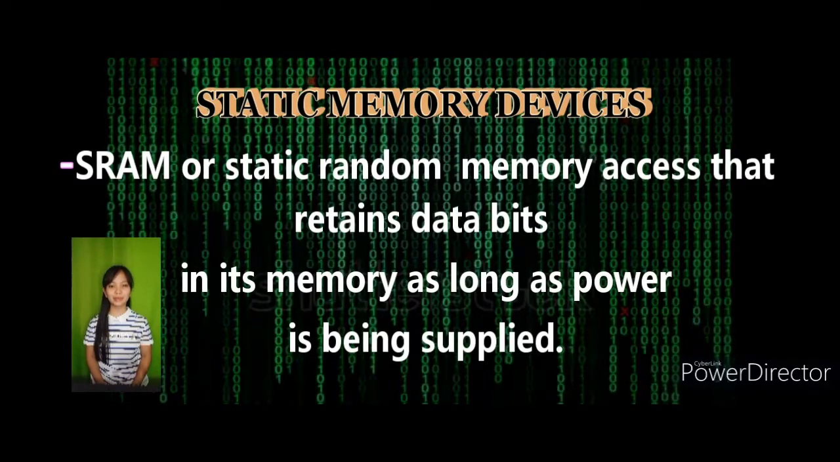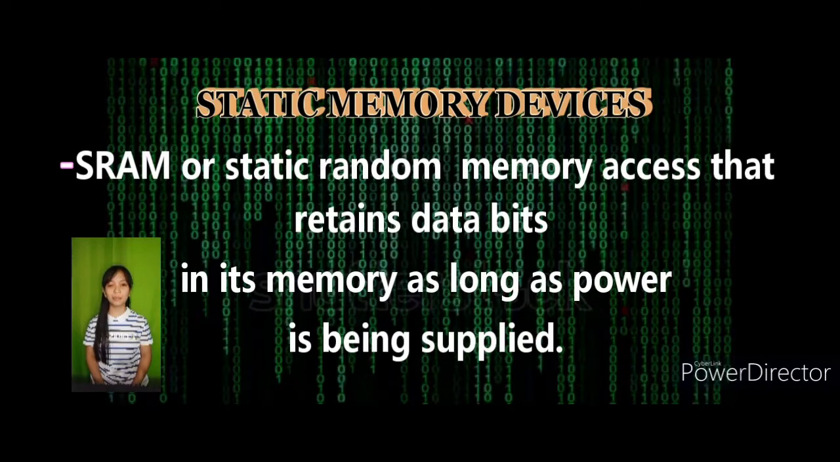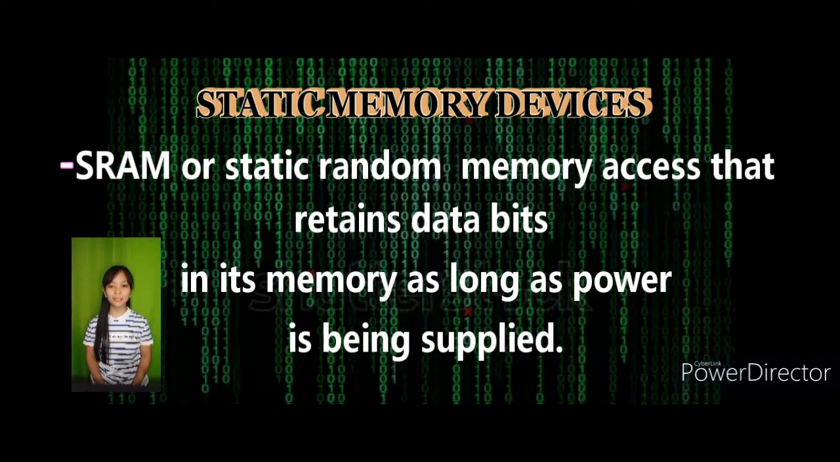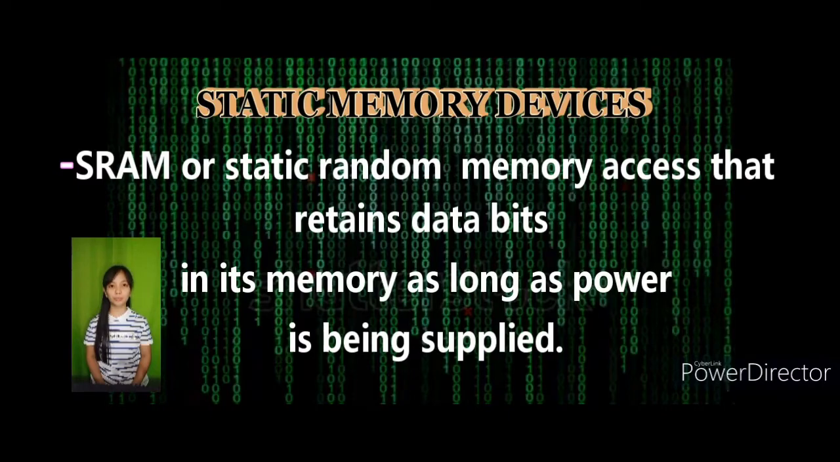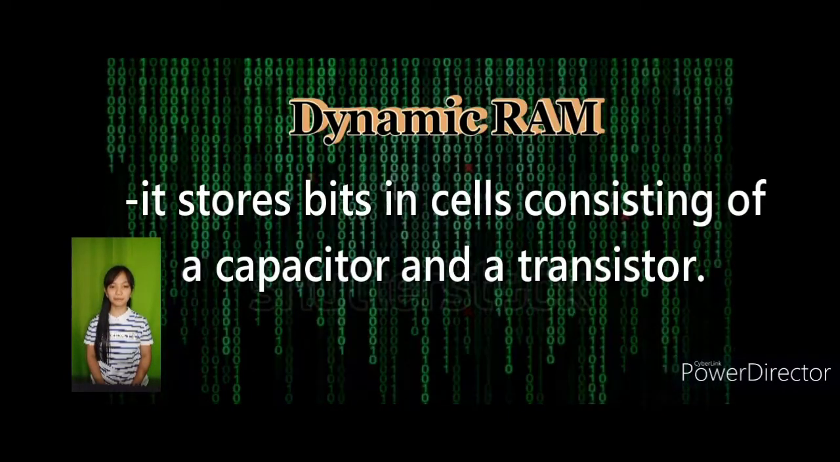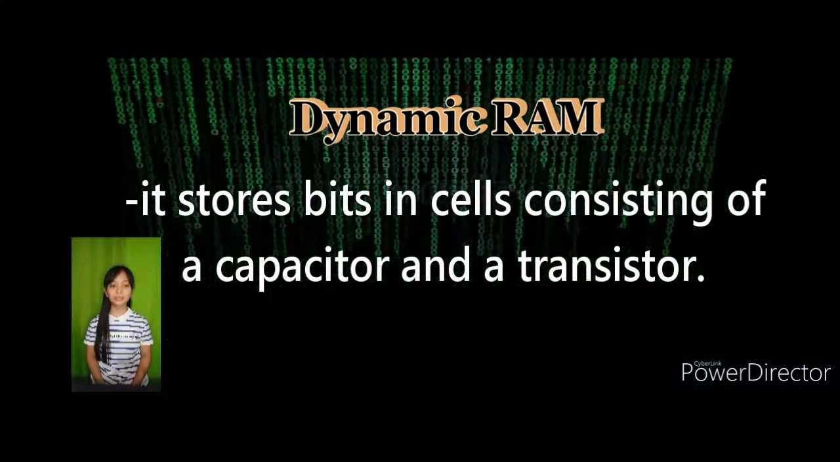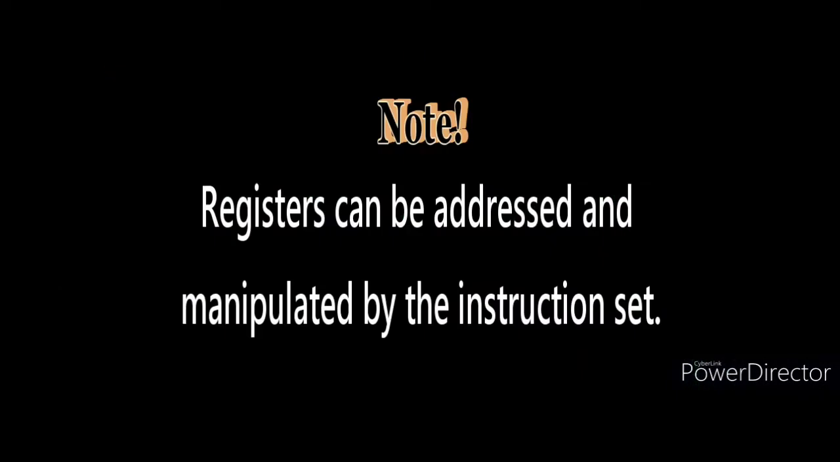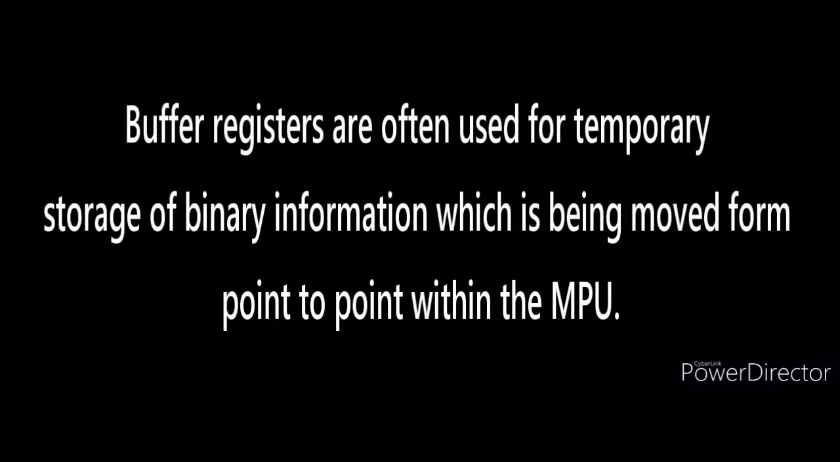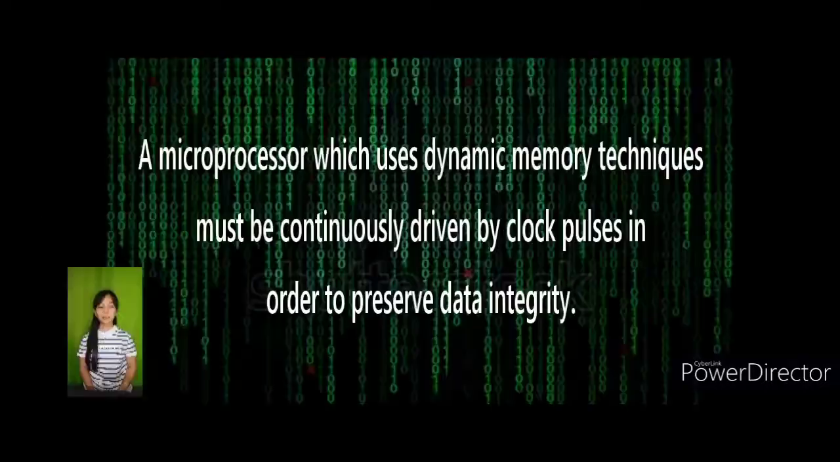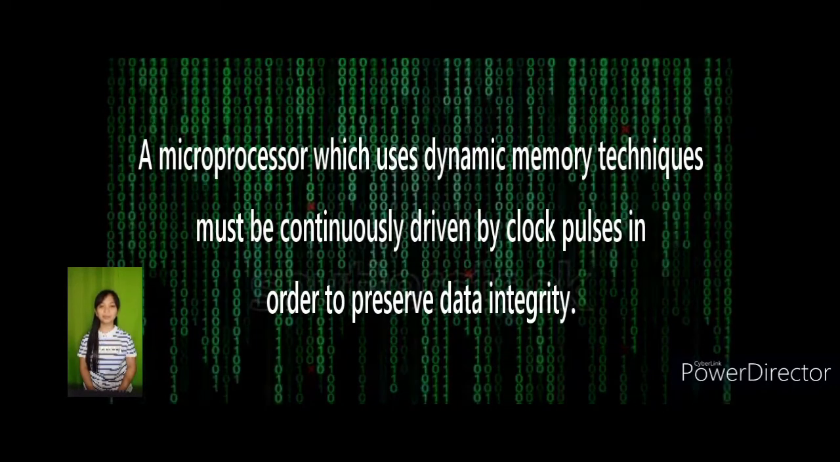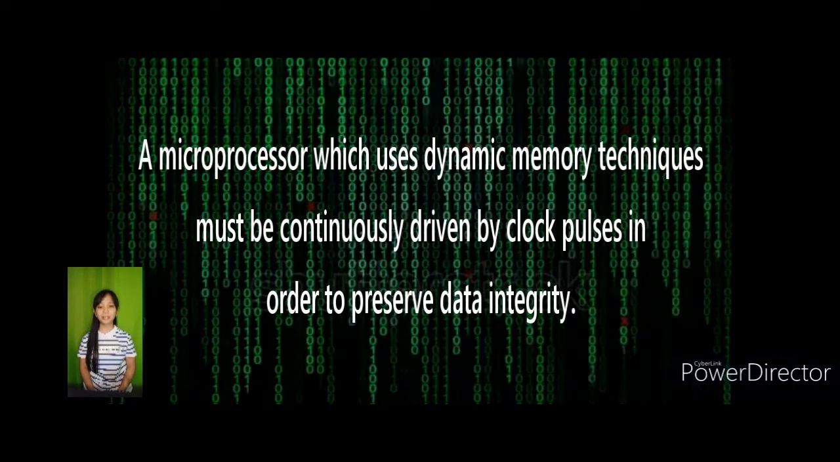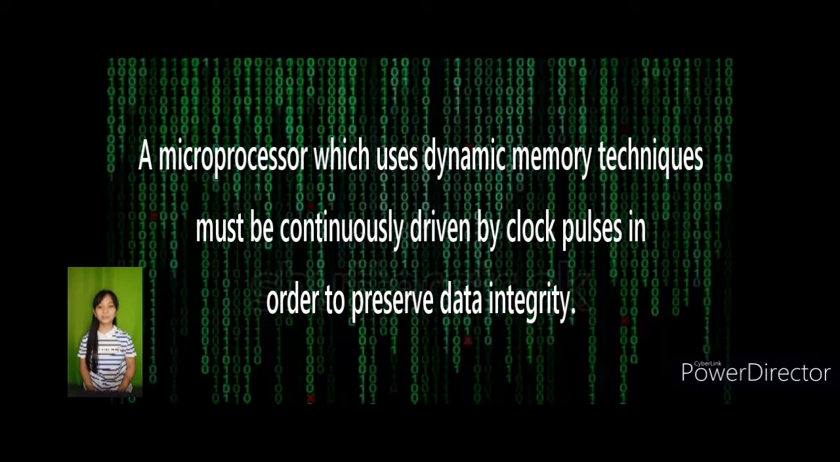Static memory devices, or static RAM, retain data bytes in memory as long as power is being supplied. Dynamic RAM stores bytes in cells consisting of a capacitor and a transistor. A microprocessor which uses dynamic memory techniques must be continuously driven by clock pulses in order to preserve data integrity.